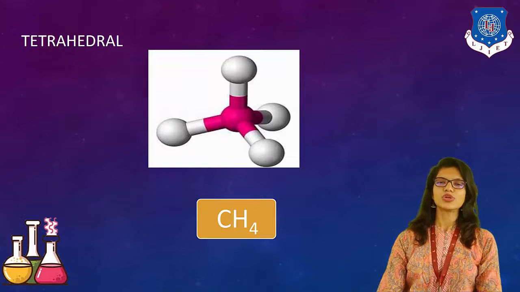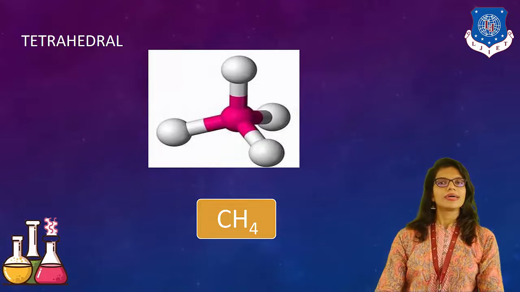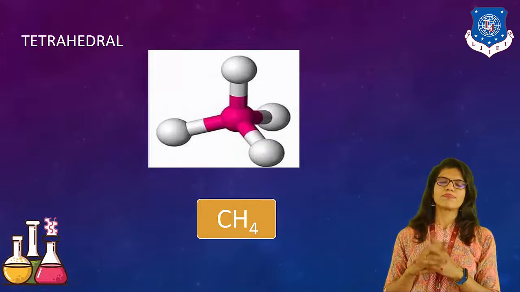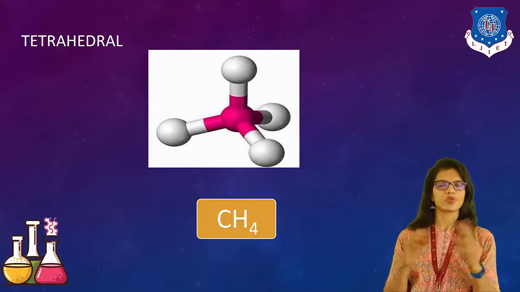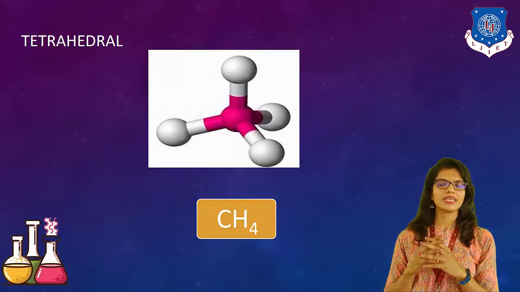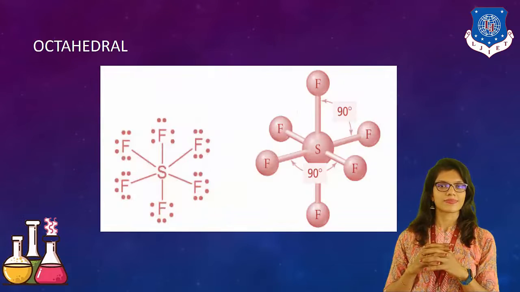Next is tetrahedral shape. Tetrahedral shape's best example is CH4. Methane shows the example of tetrahedral. Here the bond angle is generally 109 degrees, right?